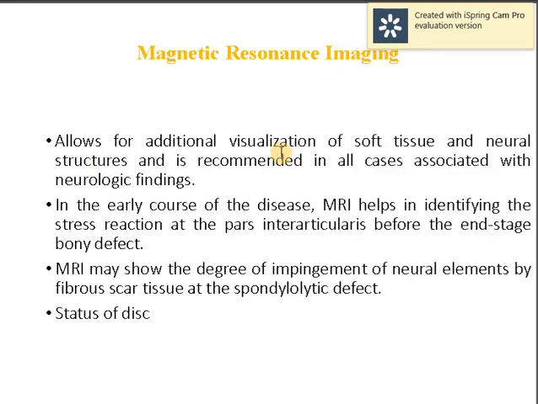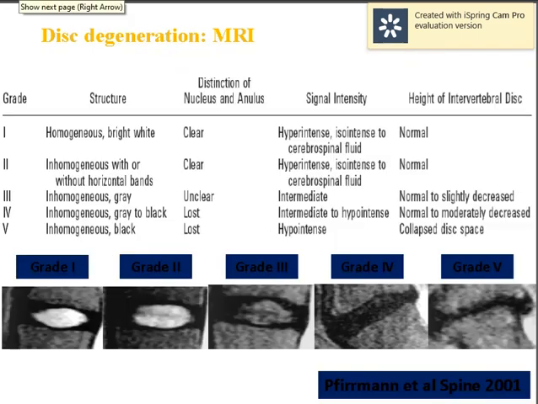MRI allows for additional visualization of the soft tissue and the neural structures and is recommended in all cases associated with neurological findings. In the early course of the disease, MRI helps in identifying the stress reaction at the pars interarticularis before the end stage bony defect. MRI may show the degree of impingement of neural elements by fibrous scar tissue at the spondylolytic defect. The MRI also shows the status of the disc. So this is the disc degeneration shown by MRI.